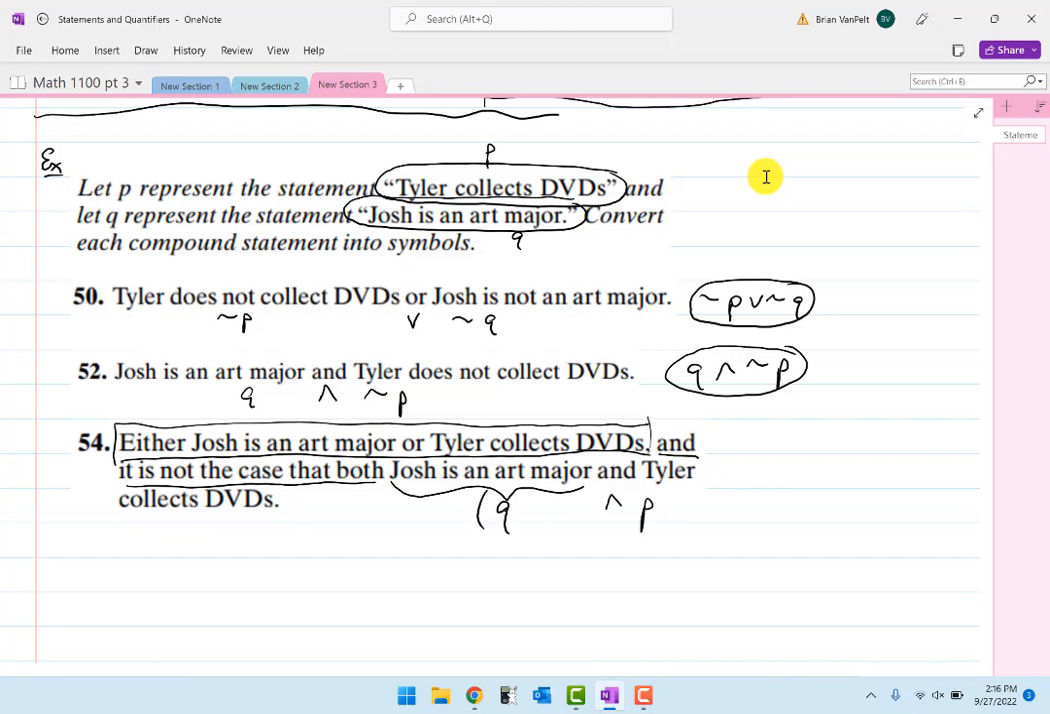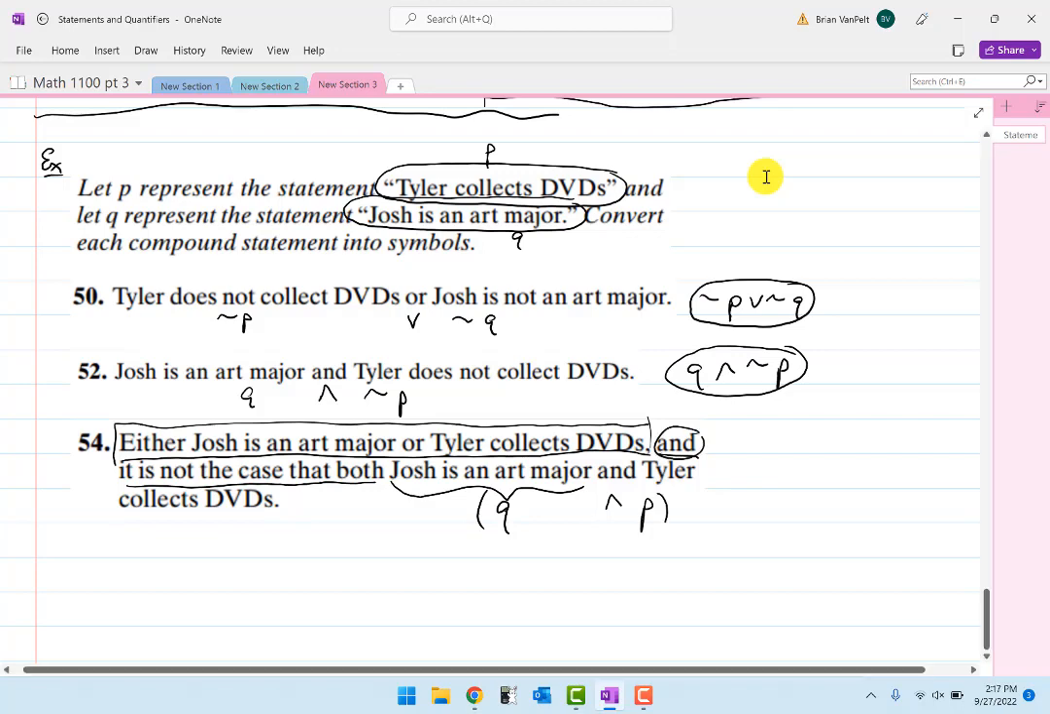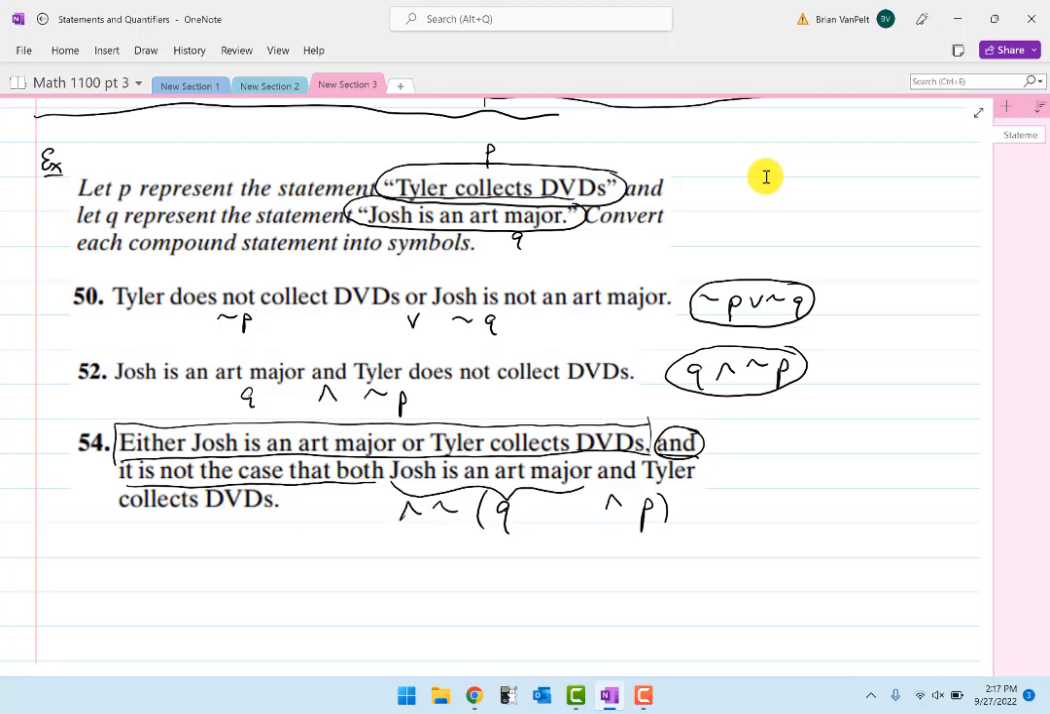So what I'm going to have is a compound thing. Here we have an and. It is not the case, so I have and squiggle. It is not the case. So either Josh is an art major or Tyler collects DVDs. So we have P, V, Q, and that. So I would put parentheses around that. So it could look, I guess, well, let me clean it up a little bit. Your book would prefer that you put the squiggle inside of a containing device, like I have.